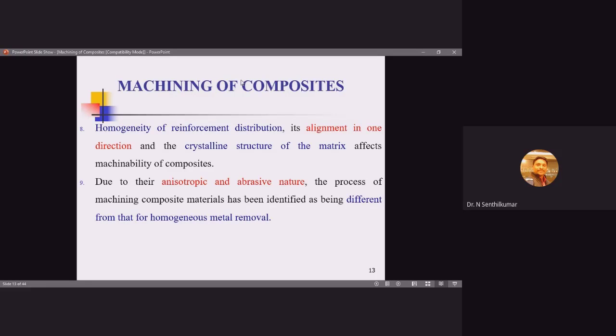Then coming to the reinforcement phases, the reinforcements are hard ceramic particles which are abrasive in nature. For example, silicon carbide is an abrasive particle, and it is also anisotropic. Then it becomes very tough for us to machine when compared to machining a homogeneous material. The matrix material will be even, so it is easier to remove the material. But once a reinforcement particle comes in contact with the cutting tool, it becomes different.